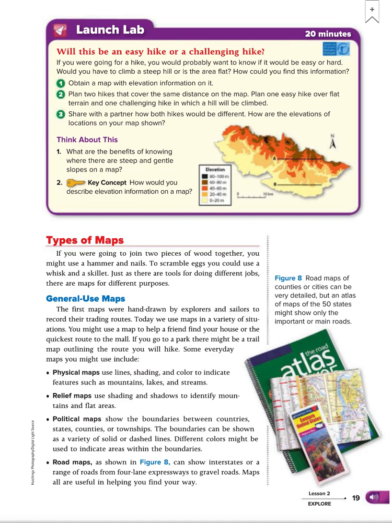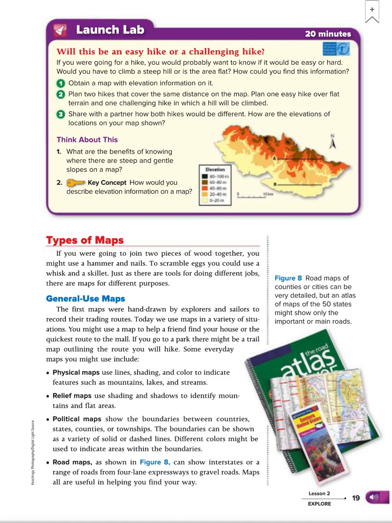So first off, we have general use maps. These are the maps that most everyone uses. There are different kinds of those as well. There are physical maps that use lines and shading and color to indicate features like mountains and lakes and streams. And then there are relief maps, which use shading and shadows to identify mountains and flat areas.